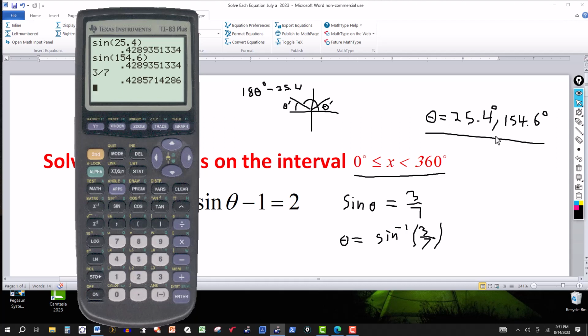So when you're using that reference angle, just make sure that you put it in a place where that particular function value is the correct sign, positive or negative, depending on the quadrant.